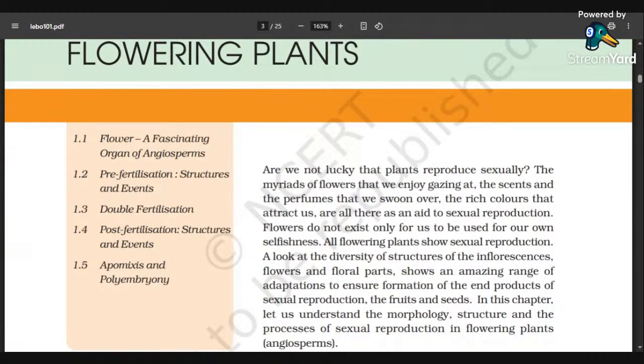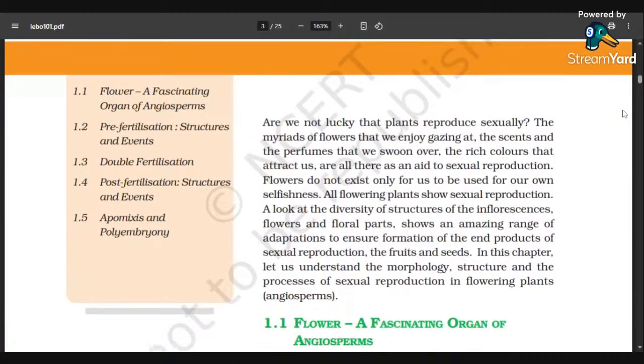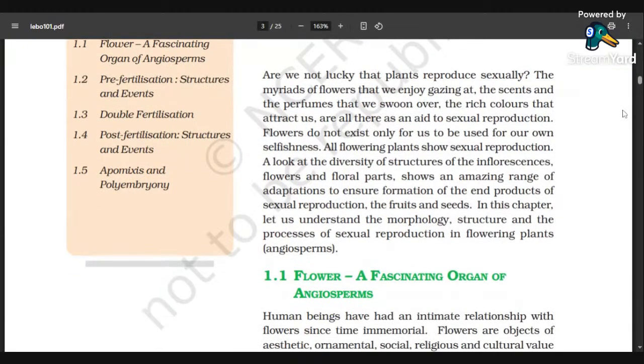All flowering plants show sexual reproduction. A look at the diversity of structures of the inflorescence, flowers, and floral parts shows an amazing range of adaptations to ensure formation of the end products of sexual reproduction, the fruits and seeds. In this chapter, let us understand the morphology, structure, and the processes of sexual reproduction in flowering plants.